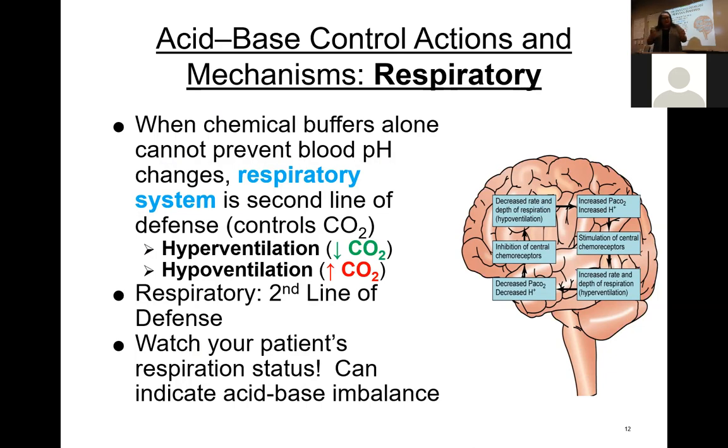When chemical buffers alone can't prevent the blood pH changes, we're out of balance and the blood can't handle it by itself, the first place we see changes is the respiratory system, the respiration rate, and how we're breathing. We can have shallow breathing. We can have deep breathing. We can have fast and slow breathing. You don't want me to do that, I might pass out.